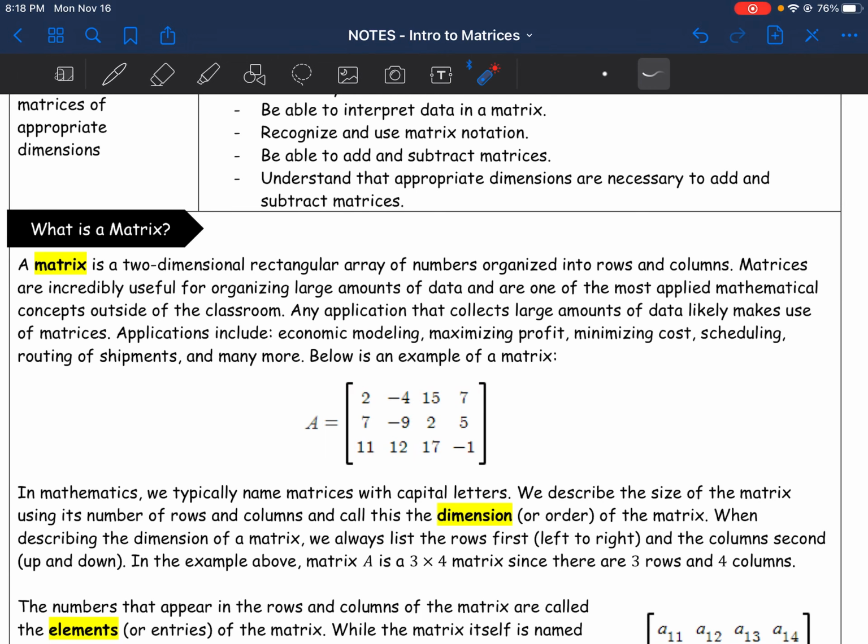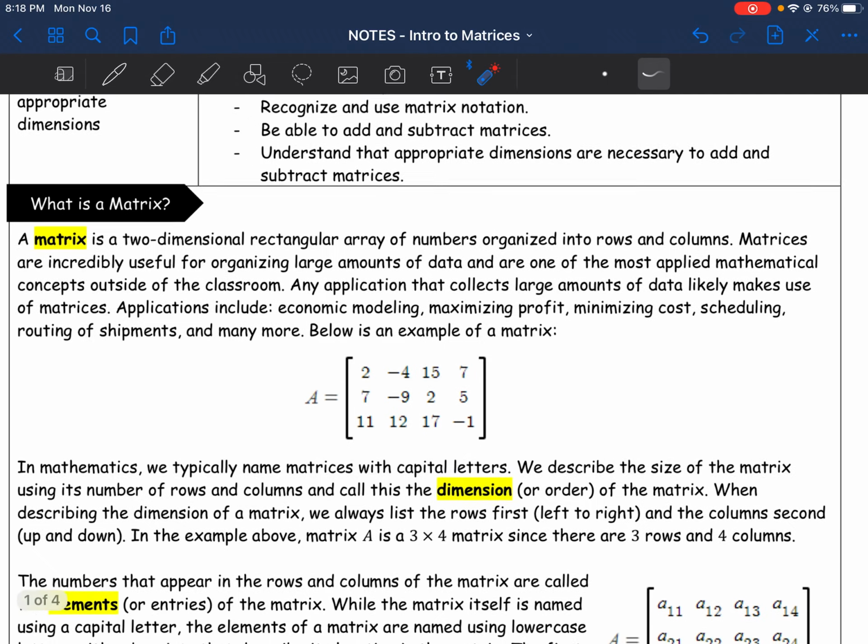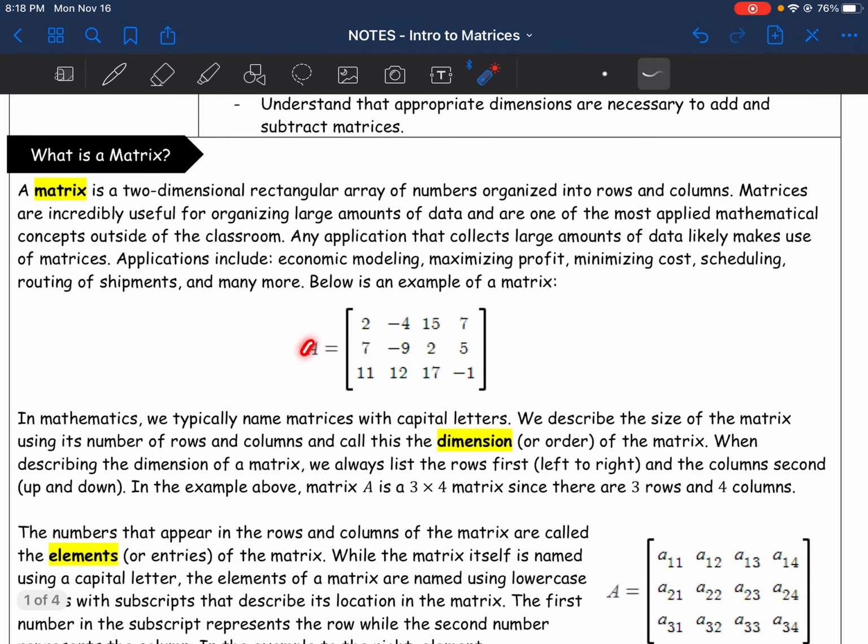In mathematics, we typically name matrices with capital letters, such as this right here. This is matrix A, capital A. We describe the size of the matrix using its number of rows and columns and call this the dimension of the matrix. We might also see it referred to as the order of the matrix. When describing the dimension of a matrix, we always list the rows first, left to right, and the columns second, up and down. In the example above, matrix A is a 3x4 matrix.